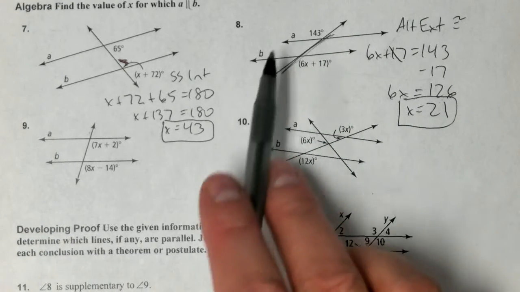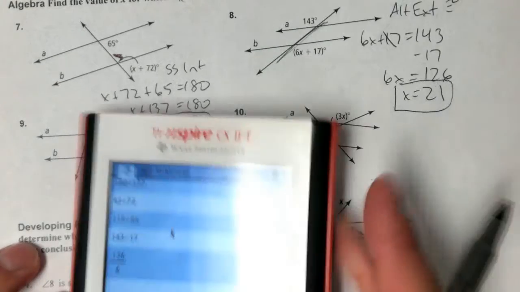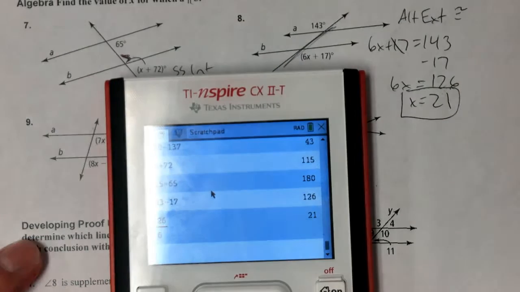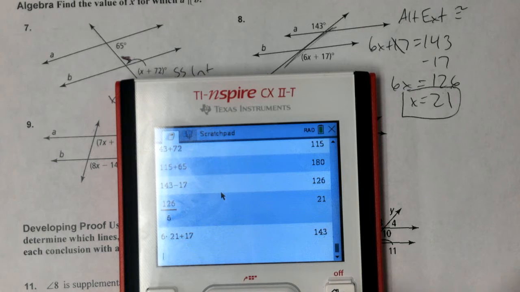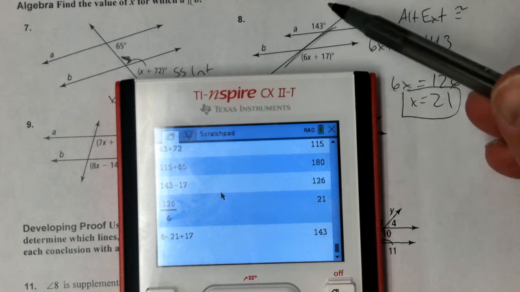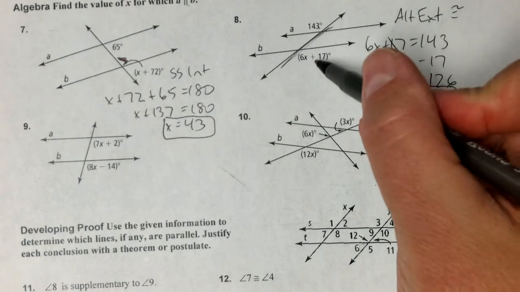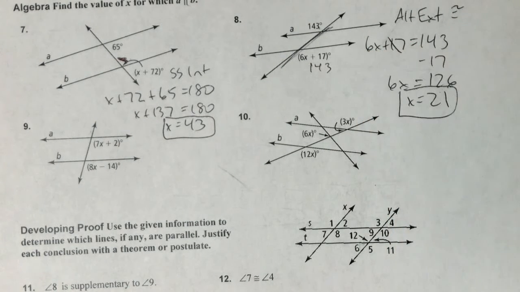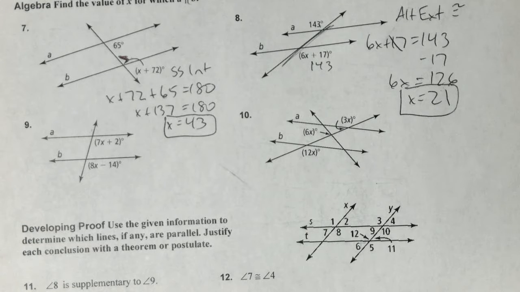And again, if you want to plug it in to check, 6 times 21 plus 17 does give you 143, which is what we were hoping for. So in other words, you could have said this is 143, so is that. Then your x answer is 21. Any questions?